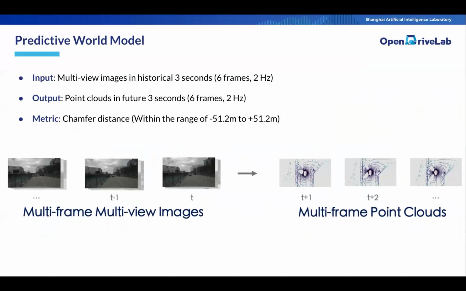To be specific, in this track, the input to our model is the multi-view images from the historical 3 seconds. Given that the frame rate of nuScenes is 2 Hz, there are 6 frames of historical images. The output is future point clouds in the future 3 seconds. The reason for predicting future point clouds from historical images is that we wish the model to learn how to build up the 3D geometry from the images, and then how to model the temporal inference for future dynamics. The metric for this track is Chamfer distance within the range of minus 51.2 meters to 51.2 meters.